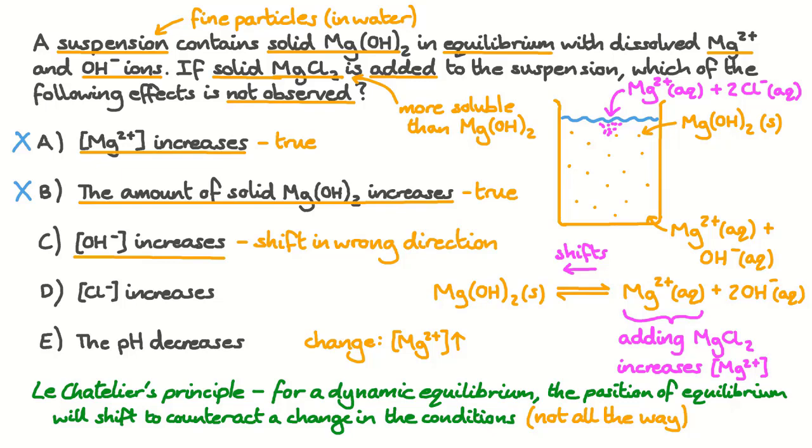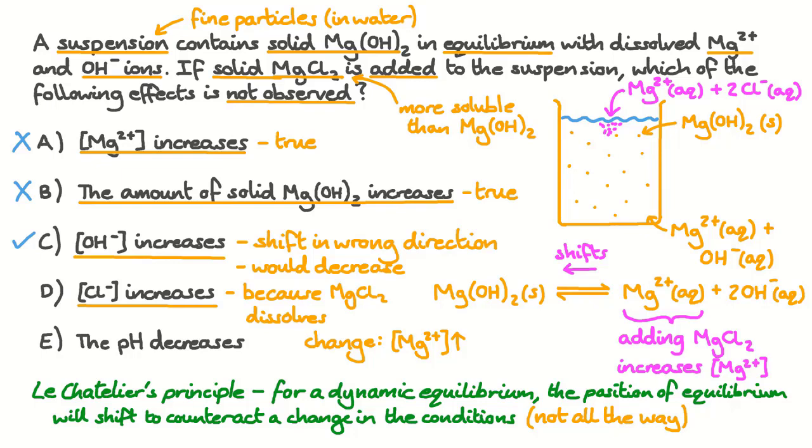The shift in the position of equilibrium is in the wrong direction. We are using up hydroxide ions to produce more magnesium hydroxide. Therefore, the hydroxide concentration would actually decrease when we added magnesium chloride. Since an increase in the hydroxide ion concentration would not be observed, this is our correct answer.